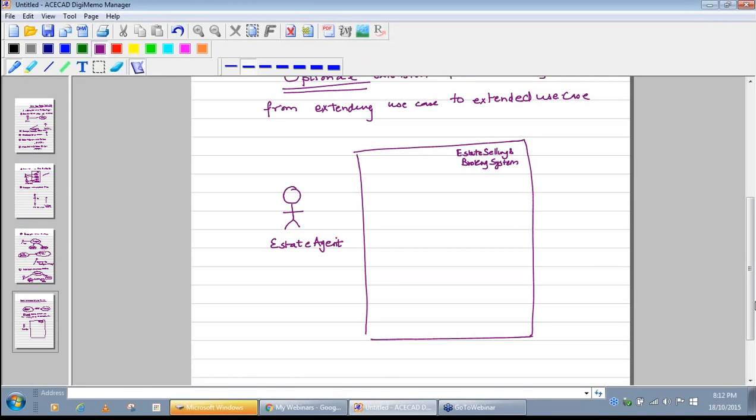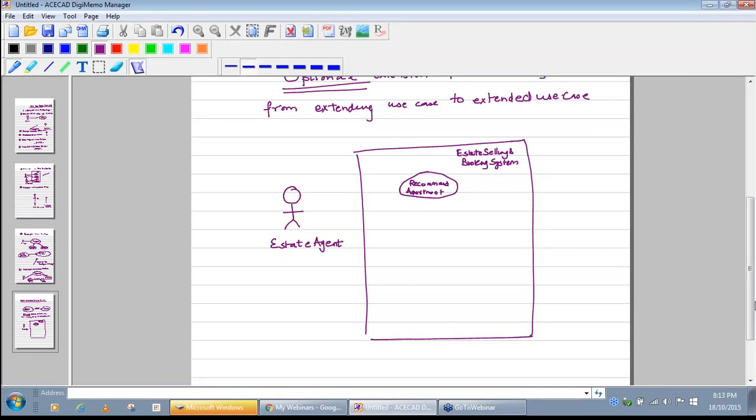So if you are sitting across the table and you are asking the estate agent to give you a recommendation, the estate agent is the actor. You are not the actor because you are not acting in the system in this situation. So you ask the estate agent to recommend some apartment to you. So there is a use case, recommend apartment.